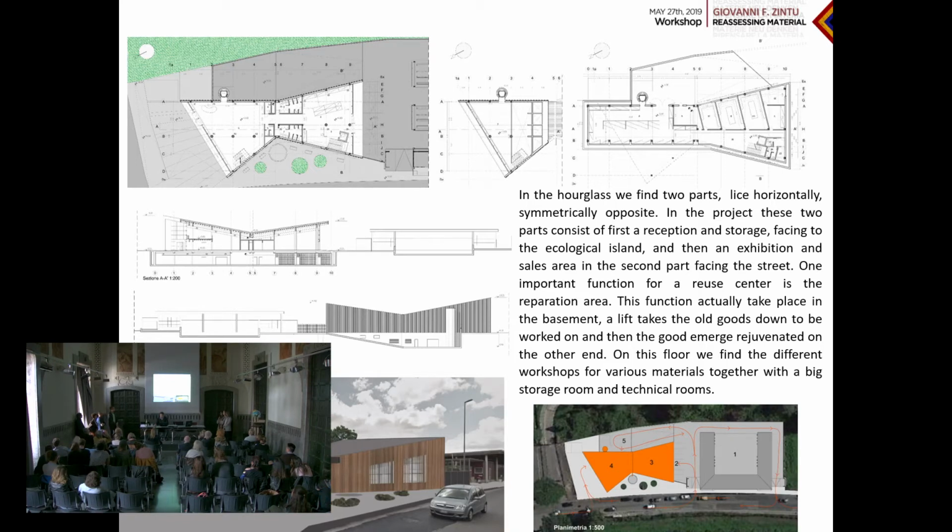One important function for the reuse center is the reparation area. The hourglass shape symbolizes the two parts of the process, the old being transformed into the new, as sand passing from one part to another in renovation. This function actually takes place in the basement. A lift takes the old goods down to be worked, and then the goods emerge rejuvenated on the other end, making the point of transition between the reception and the sales area. On this floor, we find different workshops of various materials, together with a big storeroom and technical rooms.